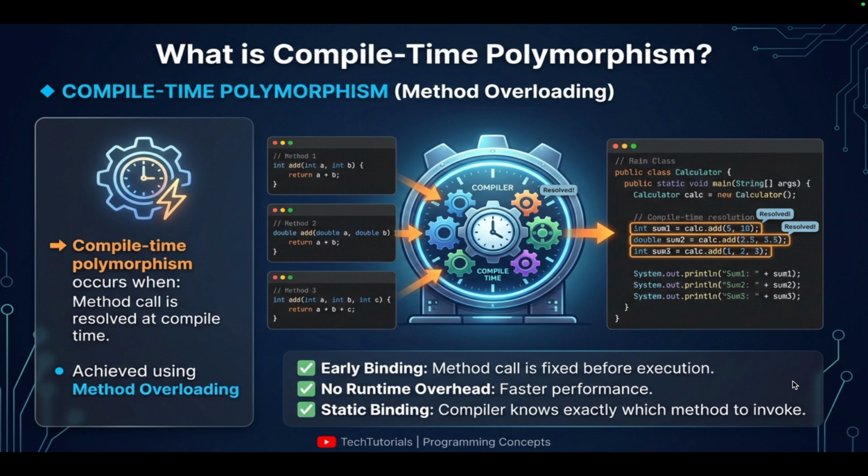Compile time polymorphism. What is compile time polymorphism? Compile time polymorphism means the method call is resolved during compilation itself. This is achieved using method overloading. The compiler decides which method to call based on parameters. This is also called early binding.